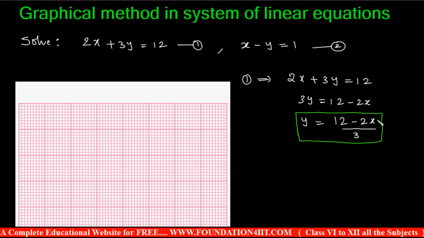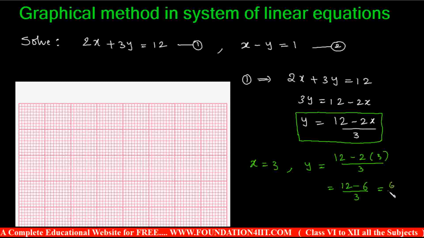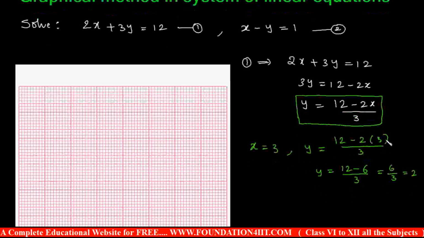So let us take x is equal to 3. You can take some values for easy calculations. When x is equal to 3, I am finding the y value. You can take any values, but instead of taking fractions, let us take 3. This is 12 minus 2 into 3, divided by 3. So 12 minus 6 is 6, divided by 3 is equal to 2. So when I took 3, I got 2. So the y value is 2. This is one of the points.